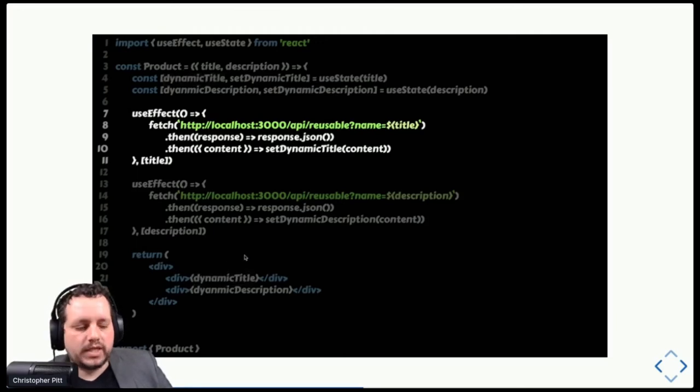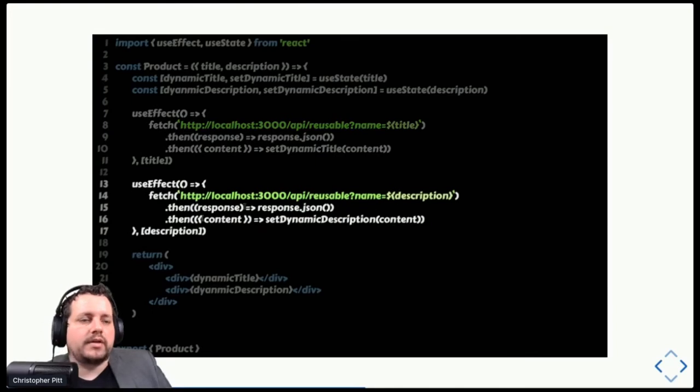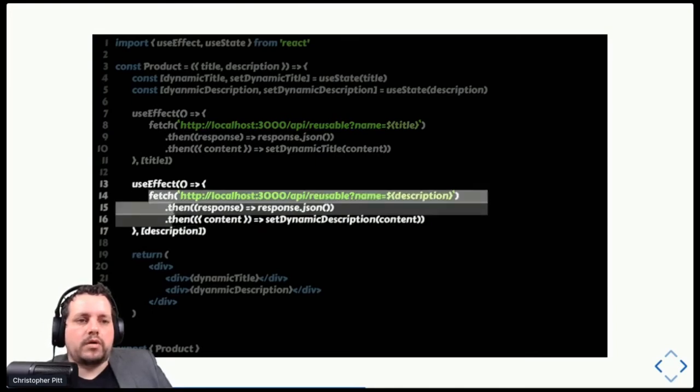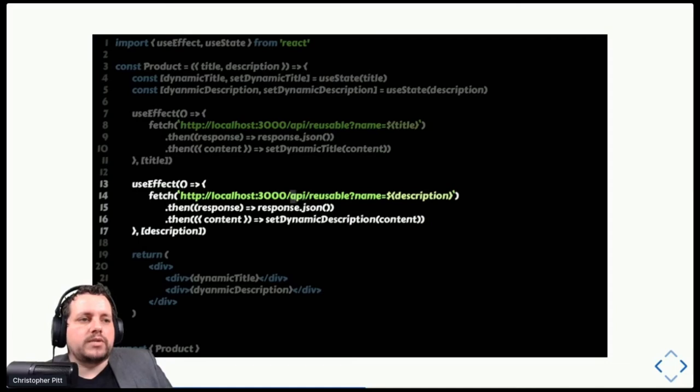Okay, we can do something similar for description. When description changes, or on mount, we can get the reusable content for whatever's been passed in as the description property value, and then call the setter with it, which means this dynamic description updates, which means this component rendering updates. That's how we make this dynamic. There's a bit of a pattern here that you can see, where you set state and use effect for each one of these props we want to look up.